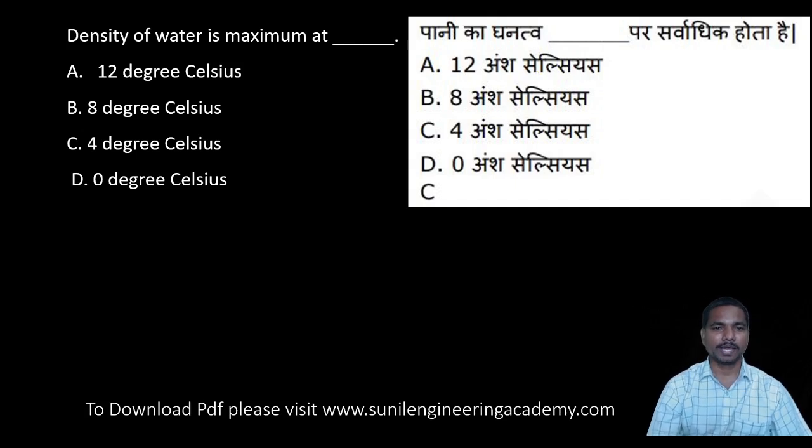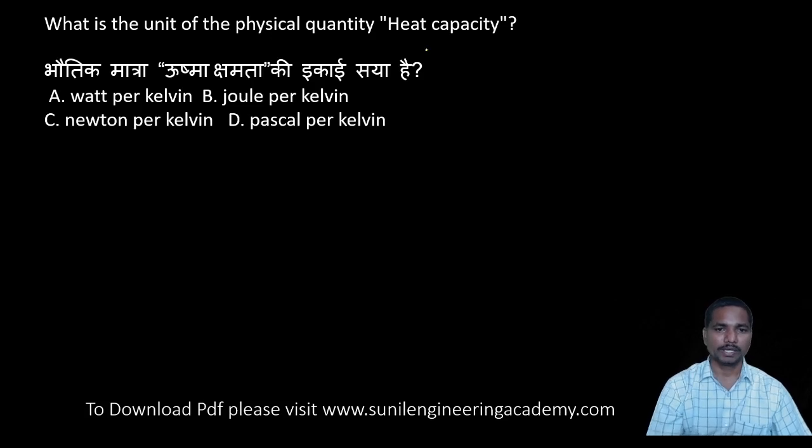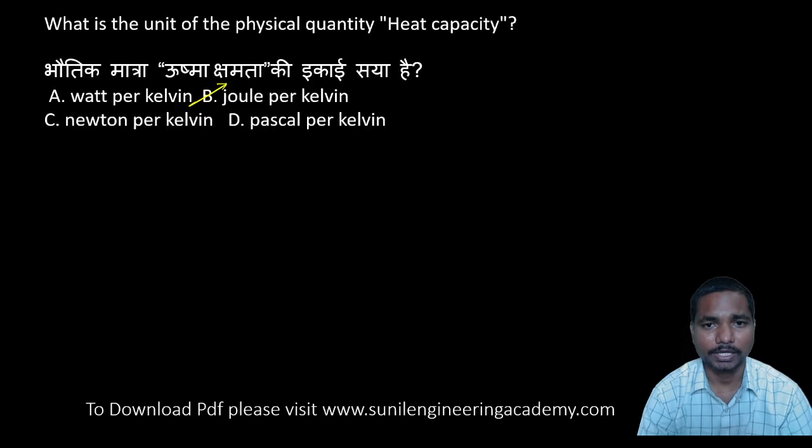Density of water is maximum at 4 degrees Celsius. I have already explained. At this point volume is low, so density is more. Density is equal to mass by volume, inversely proportional to volume. Heat capacity, joule per Kelvin, just now I have given. Coming to the next question. The questions are completed. Okay, we will take the next topic in the next session.